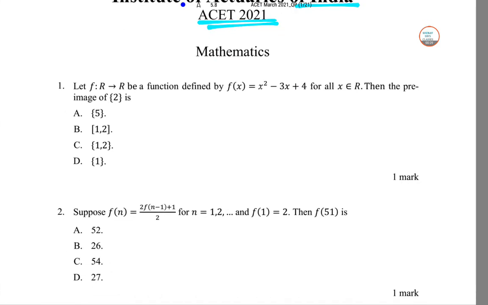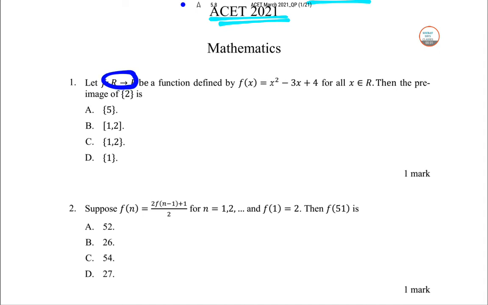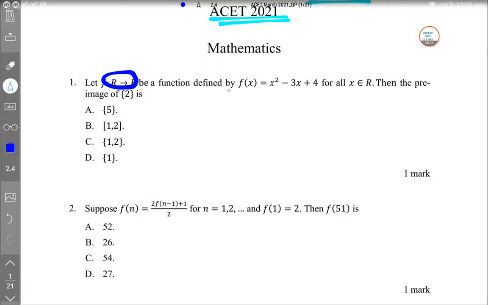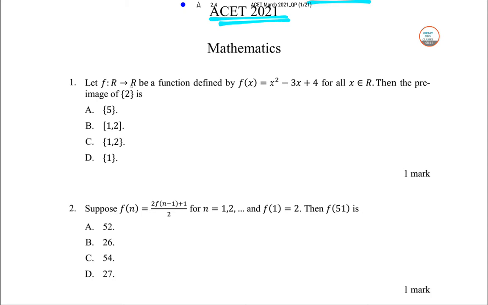The first one is, let f be a function on the real plane defined as f(x) equal to x squared minus 3x plus 4, and we need the pre-image of this set. First of all, f(1), what is it? f(1) is 1 minus 3 plus 4. So 5 minus 3, this is 2.